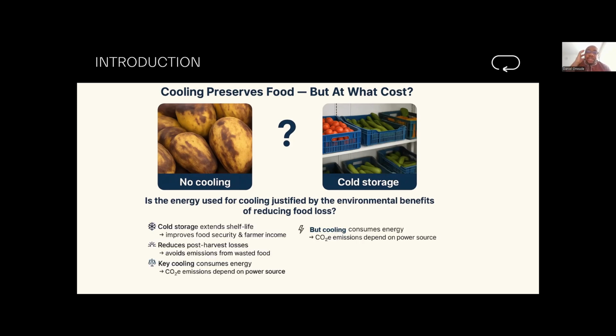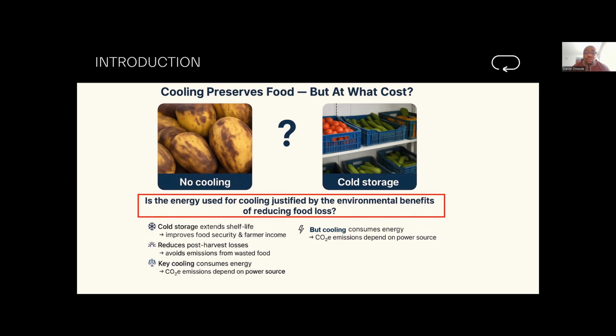So cold storage has huge potential, as you probably know. It can reduce losses of perishable produce, which in turn then improves food security and farmer income. But as I said earlier, cooling consumes energy, but at what cost, right? So for me, this is the key question that we must answer. Do the benefits outweigh the environmental cost?